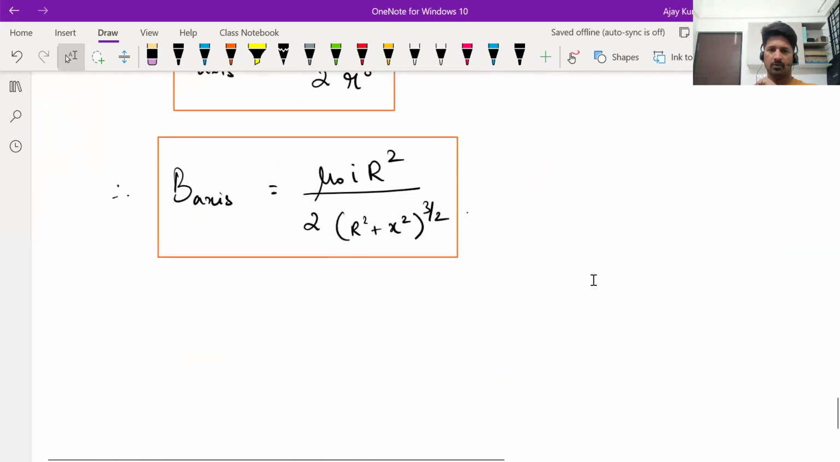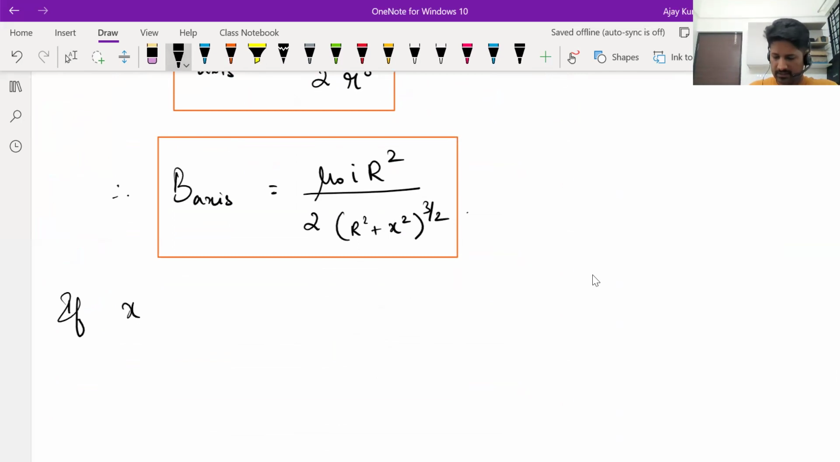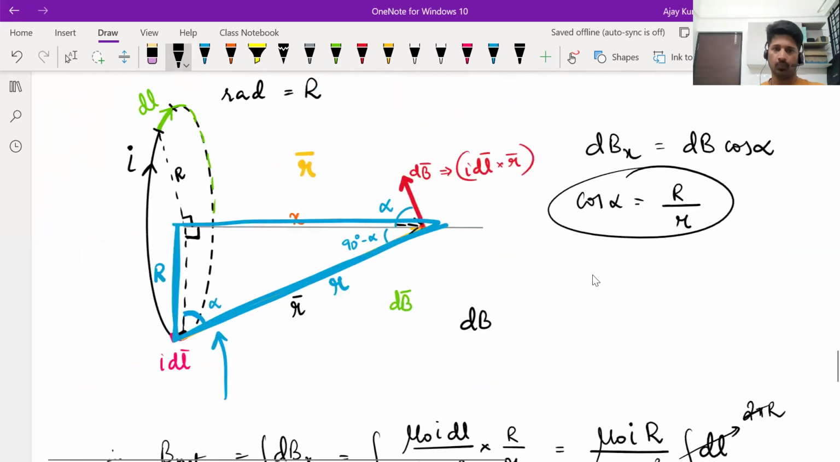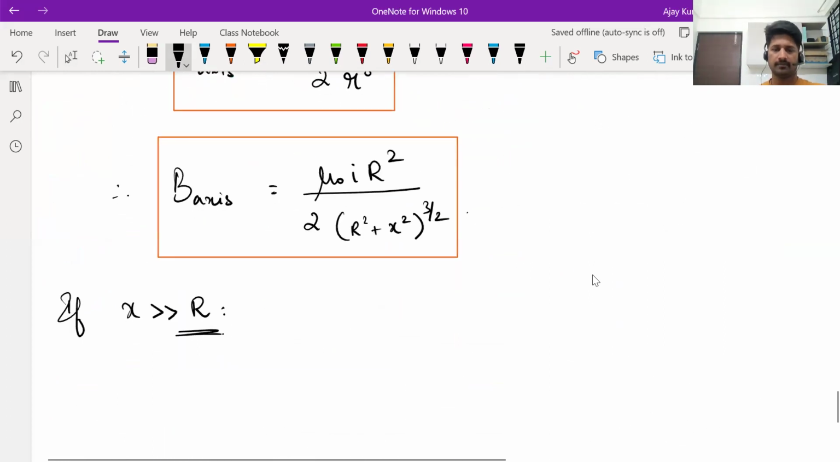And observe the field formula also that we derived. On the axis, we got this formula. Now, if the distance x is much greater than the radius of the loop, that means we take a point far away from the current carrying loop. Tell me, what adjustment can we make in this formula if x is much greater than r? R square can be neglected.